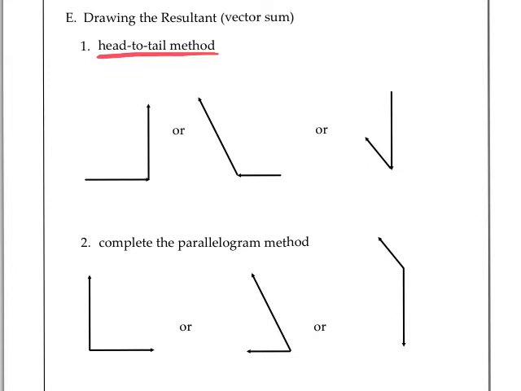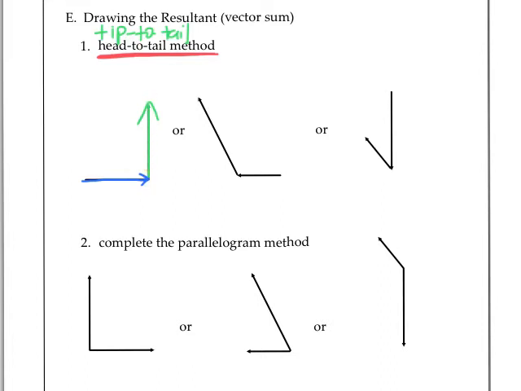This time I've got two vectors, one that points like this, and I'm going to add my second vector, which is pointing upwards. Notice that they are lined up head to tail. It's called the head to tail method, or you might see tip to tail. What that means is I'm going to take the head of one vector or the tip of one vector and line it up to the tail of the next one and continue on that path.